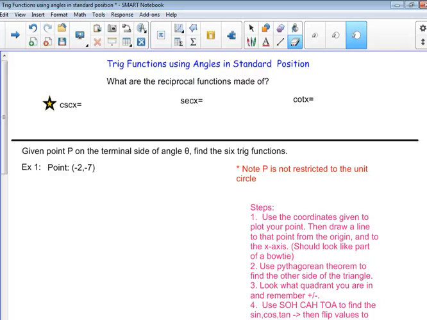Okay, so today we're talking about trig functions using angles in standard position. This coordinates with all the things that you guys have been learning, including back when we did a review of SOH CAH TOA. So really quick, before we get started, does anybody remember which one goes with cosine?